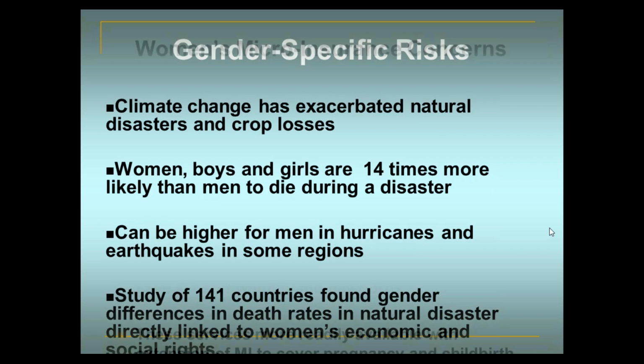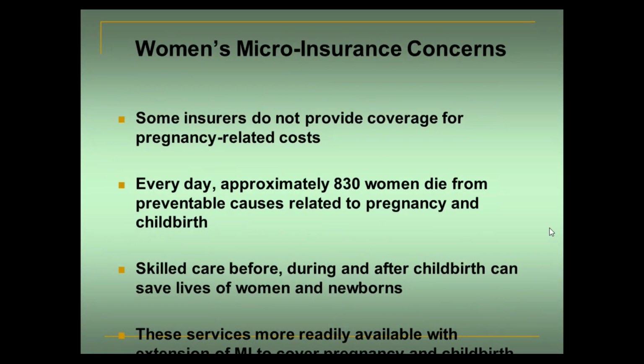The other thing related to this, which I found very interesting, because I find all this stuff very interesting, I'm a gender nerd, right? 36 years and still kind of go, oh yeah. Anyway, in a study of 141 countries, they found that gender differences in death rates in natural disasters were directly linked to women's economic and social rights. In other words, the more equality there was, the less difference there was in the death rates. So that sociological factor is incredibly important. And it happens everywhere. So don't think there isn't gender discrimination in Canada, because there is. Particularly when you get into Aboriginal communities, it gets even more obvious.